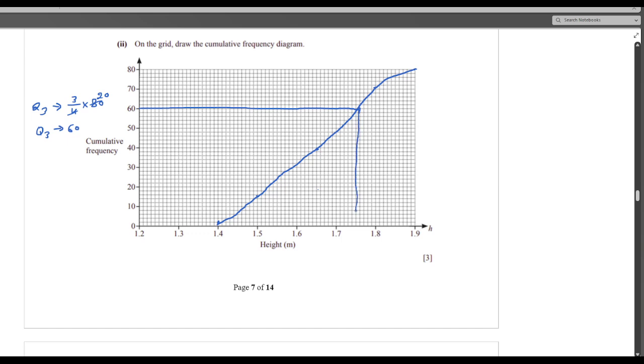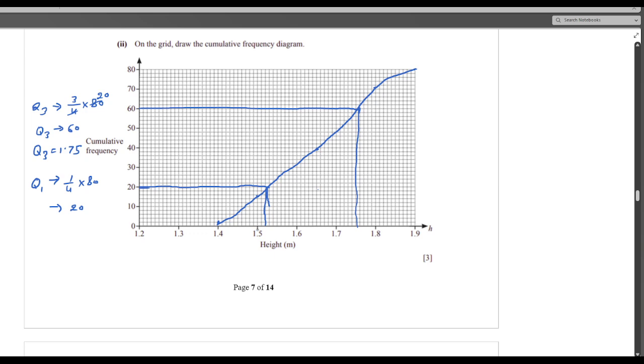So that perpendicular will be something like this, which is 1.7, 1.71, 72, 73, 74, 75. So Q3 is 1.75, and then let us find Q1. For Q1 we will see 1/4 of your total frequency. That means we will see frequency as 20. So from 20 we will draw a straight line, and then from here we will take a drop.